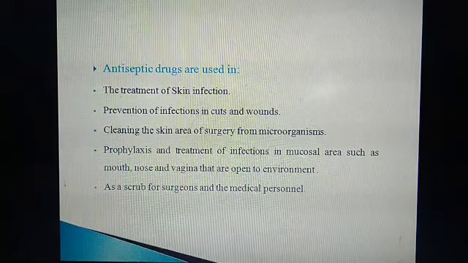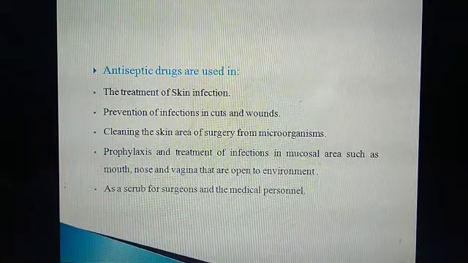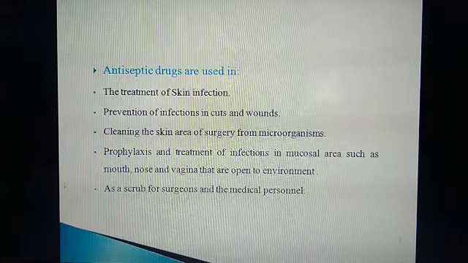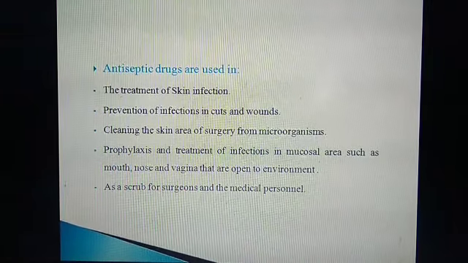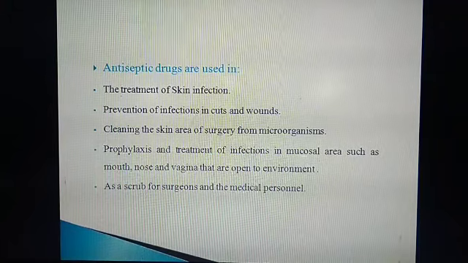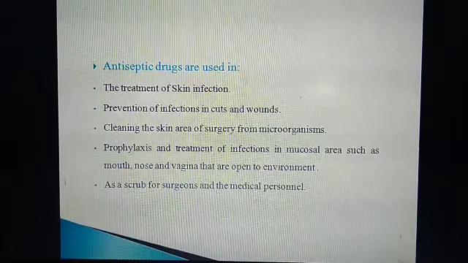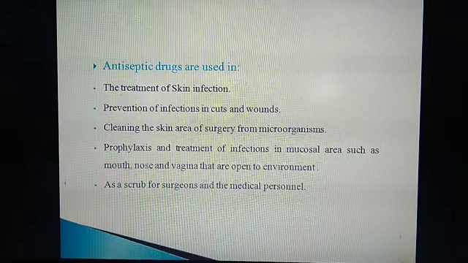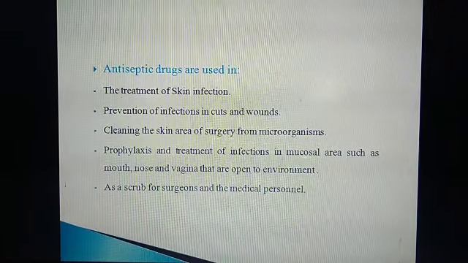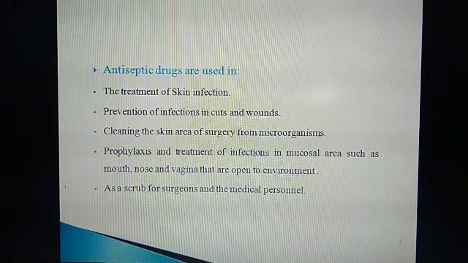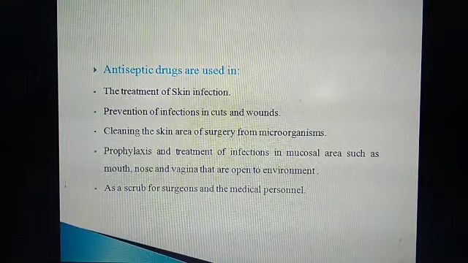Then, prophylaxis purpose. In the treatment of mucosal areas, if there is an infection in the mucosal area like mouth, nose, vagina, or some other mucosa that is exposed to the environment, those infections can be treated. Before going for the treatment of the infection, we can take this drug as a prophylaxis. Lastly, as a scrub for surgeons and medical personnel.